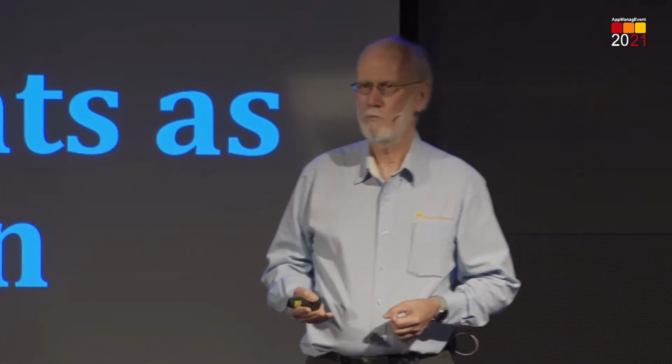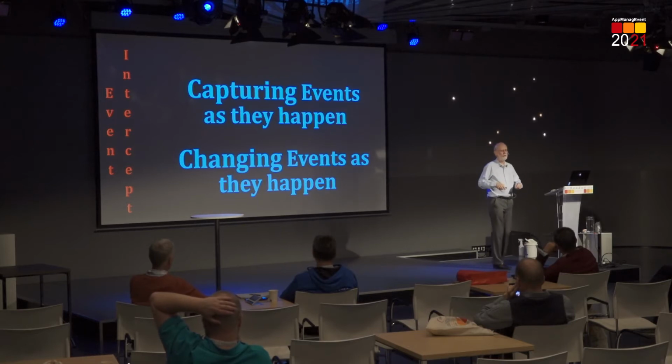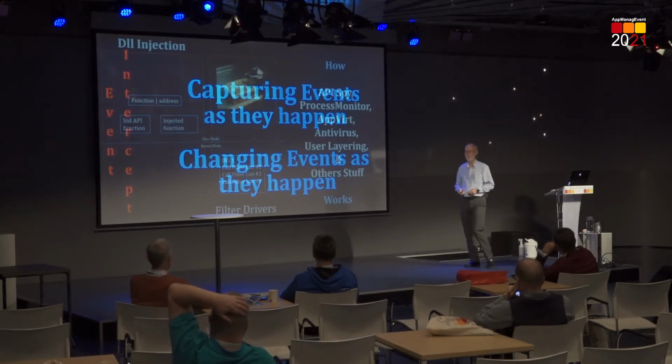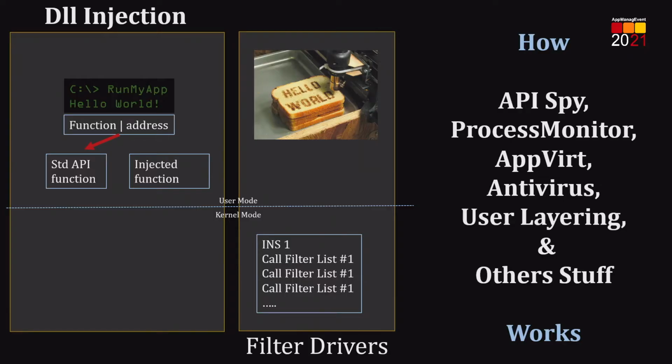But we can also use those as ways to modify the behavior. And so in a virtualization or containerized system, we're often wanting to redirect file and registry accesses to a different location. But the techniques used are really the same. And I'll talk about what those techniques are under Windows. And there's two of them. There's DLL injection and filter drivers as a way to get the job done. We'll start with the DLL injection.